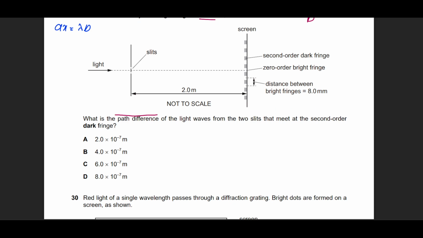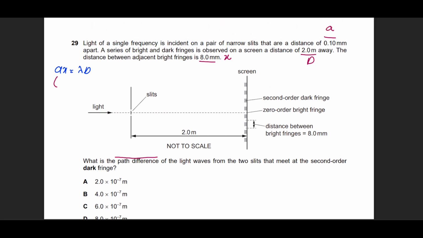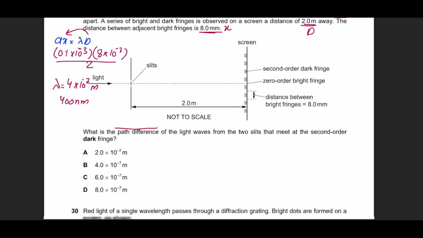To understand the path difference, we need to find the wavelength. We can't do it without it. So let's find out the wavelength. So a was 0.1 × 10^-3. Please, for God's sake, be advised, this is millimeters, so convert this into meters. x is 8 millimeters, so 8 × 10^-3 over here. Then divide this by D, because D goes over there for division. So this is 2. And the lambda comes out as, I think it's 400, yes. So this is 4 × 10^-7 meters, which can be written as 400 nanometers, just for the sake of understanding at least.